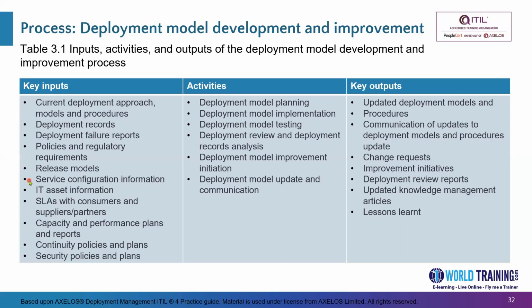And a lot of information is also needed, such as the service configuration information, the IT asset information, the SLAs with consumers and suppliers and partners, the capacity and performance plans and reports. Now, the activities themselves are the following. First begins with the deployment model planning, then implementation of the model, then testing of the model, then the periodic review and records analysis of the deployments, then the improvement initiation for the model, and eventually the model update and communication to the stakeholders.